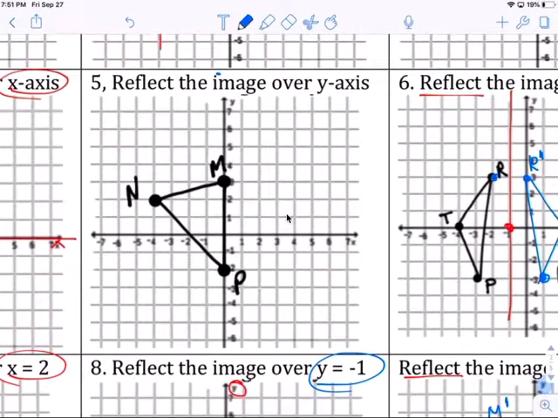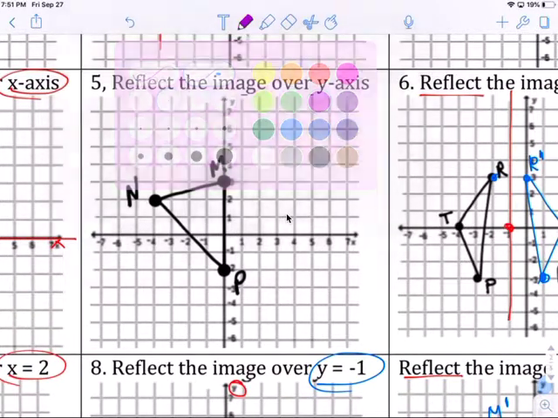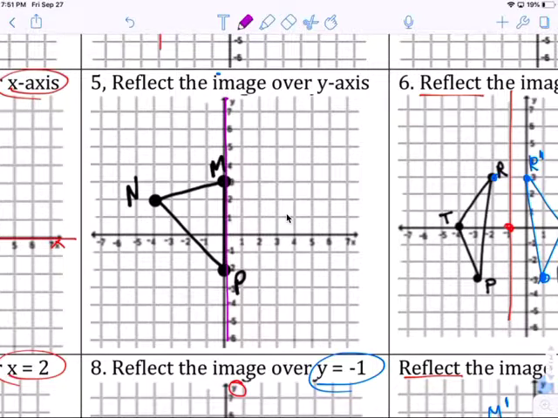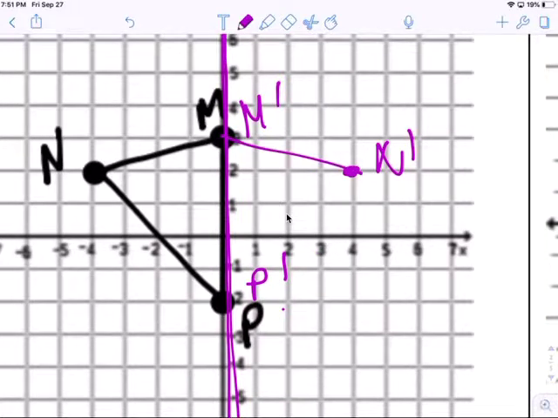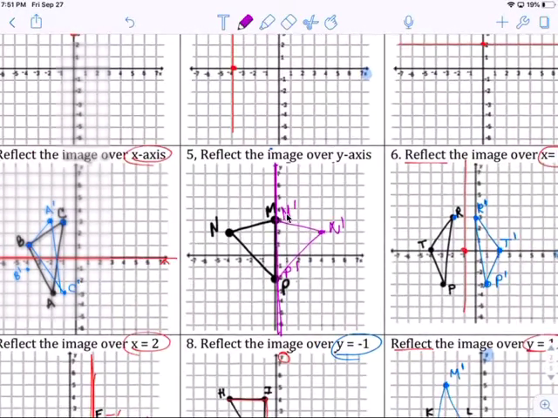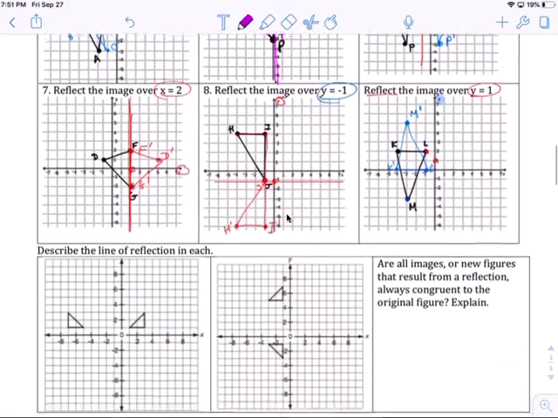Okay, reflection over the y-axis. Here's the y-axis. That's where you put the mirror. M and P are in the exact same place. M prime, 4 away, 4 over. N prime. There goes your dots. Right there like that. And that's your dot homework.